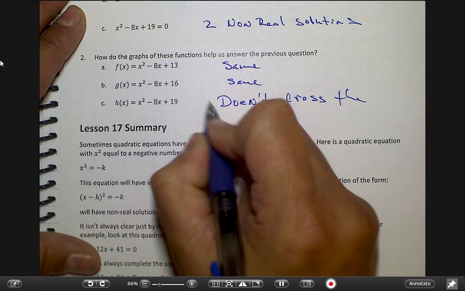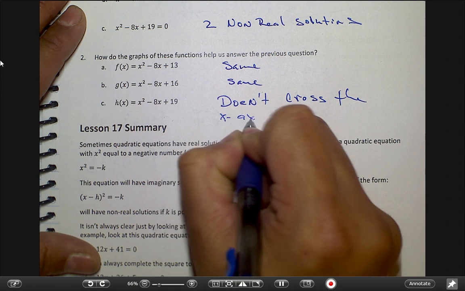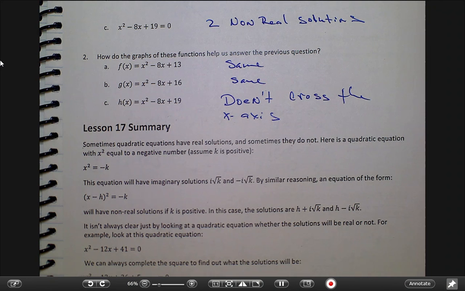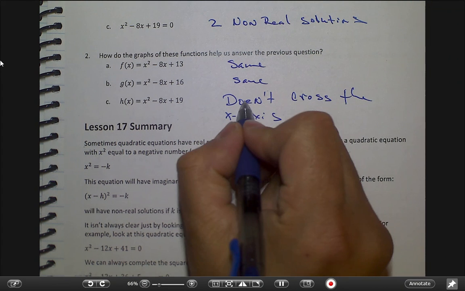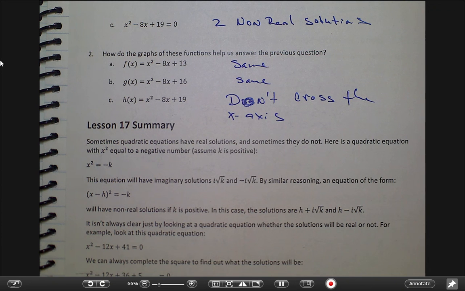Doesn't cross the x-axis. Oh, what? Yeah, don't cross the x-axis. Sorry. You said don't. Remember that when I'm grading your homework that you didn't turn in. I'm trying to think of Davis. Wait. Let's do now.